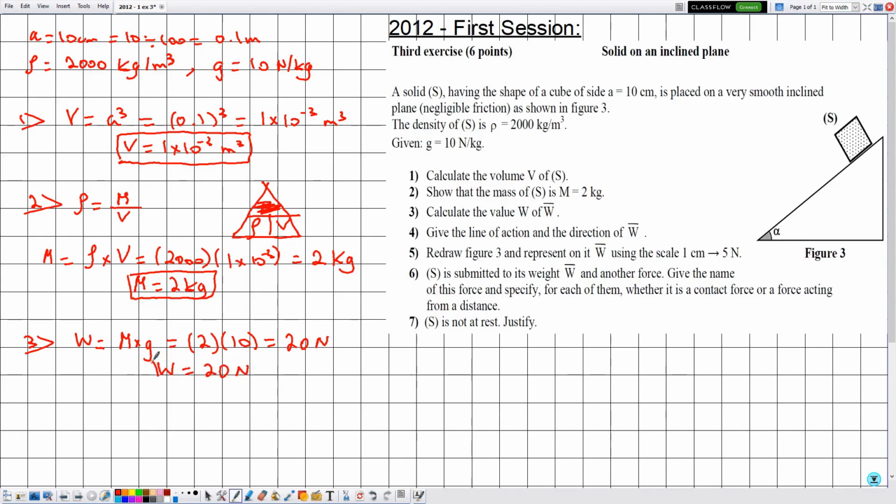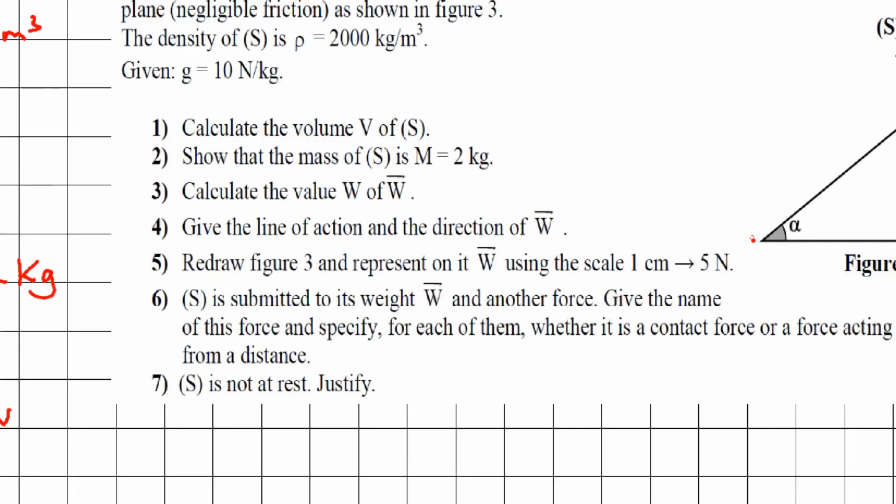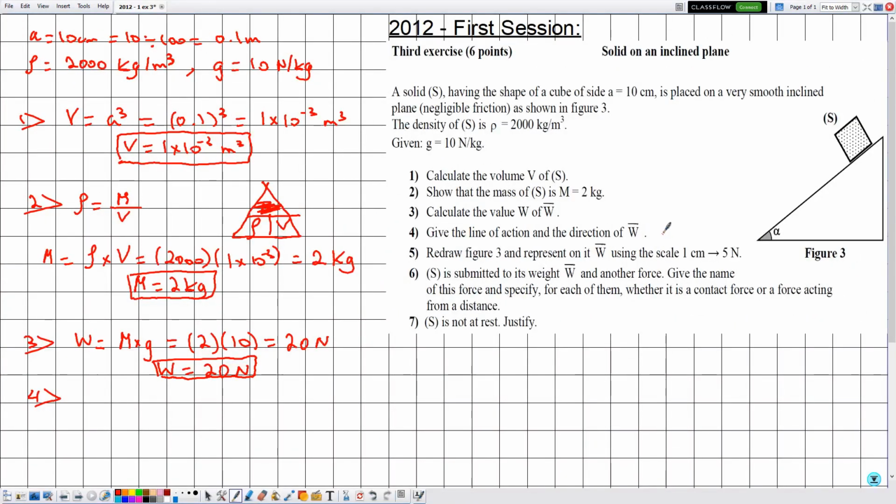So what does this value represent? This value represents the fourth property of the weight vector W. Now in number 4, they are telling me to give the line of action and the direction of the weight W, knowing that the weight W always acts on any object having a mass vertically downward. Then the line of action is vertical, and the direction is downward.